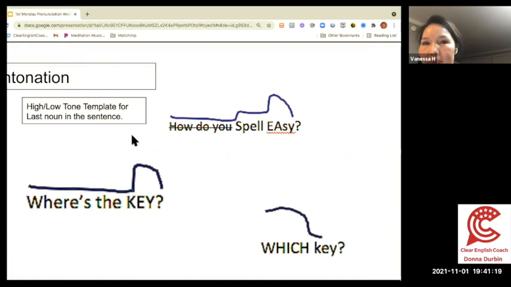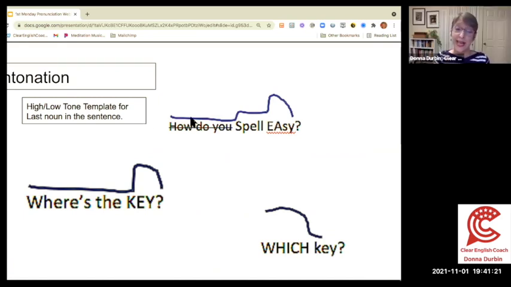Here is my template. When we get these tones, these are the unstressed words. We don't stress helping verbs, pronouns, prepositions, and small words, but we stress nouns and the last word in a sentence. And remember, if it's two syllables, 90% of two-syllable nouns are stressed on the first syllable.